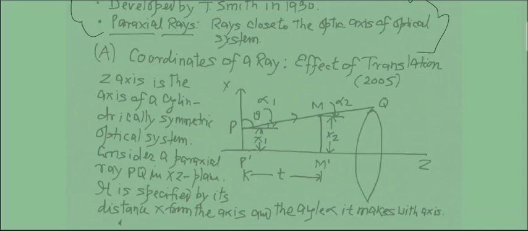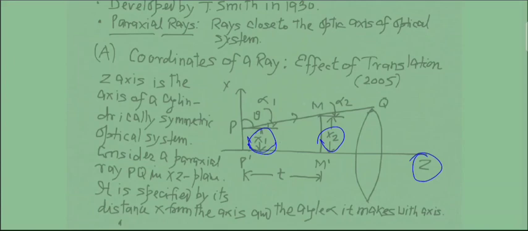Consider a paraxial ray PQ in the xz plane. This paraxial ray PQ clearly lies in the xz plane, which is the plane of your computer or mobile screen, as is evident from the figure. It is specified by its distance x from the axis. So this particular paraxial ray PQ is specified by the distance x from the axis z.